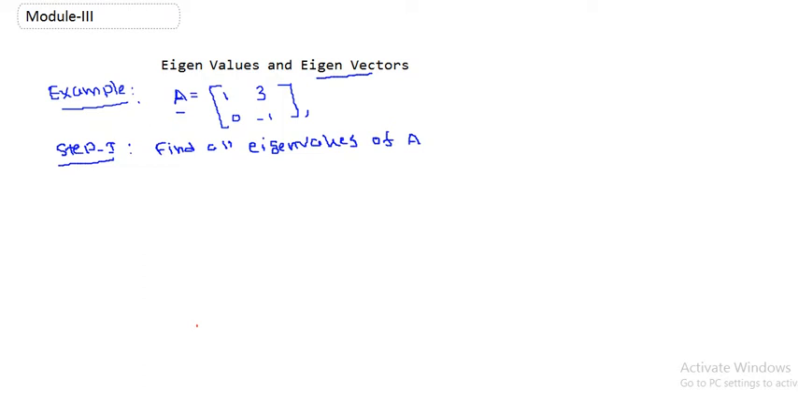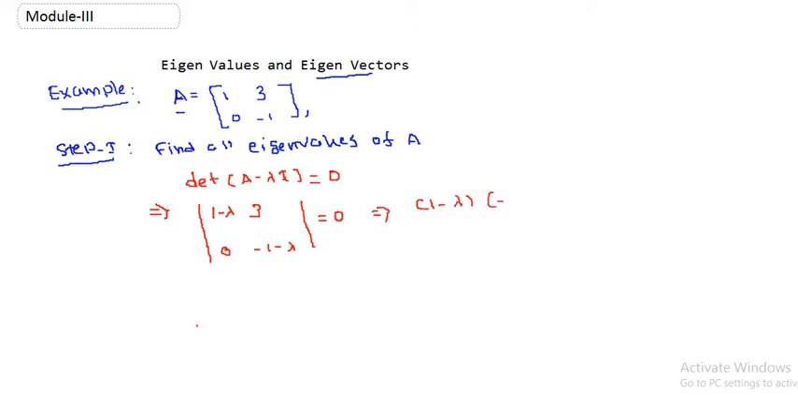For that, we have to take the determinant of A minus lambda I equal to 0. We have to solve this equation. This is called the characteristic equation. We already talked about how to write A minus lambda I. First write the matrix [[1, 3], [0, -1]], then subtract lambda from each entry of the principal diagonal. So 1 minus lambda, and this other entry, minus 1 minus lambda, and the determinant has to be equal to 0.